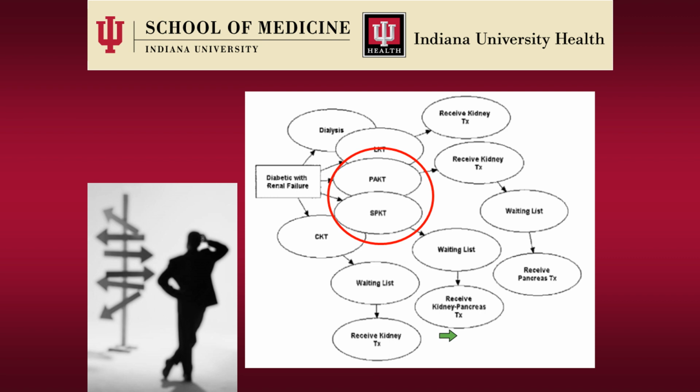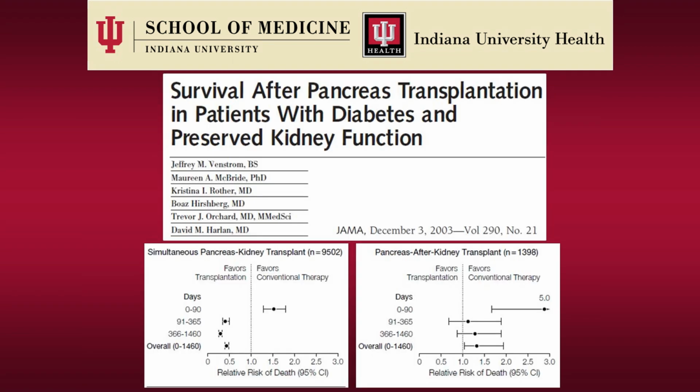So the patients that are coming with type 1 diabetes who are on dialysis or pending dialysis, they have a lot of options before them. But really the question should be, how can we do a pancreas and a kidney transplant for this patient? They need to get a kidney quickly. Ideally, they should get both organs.